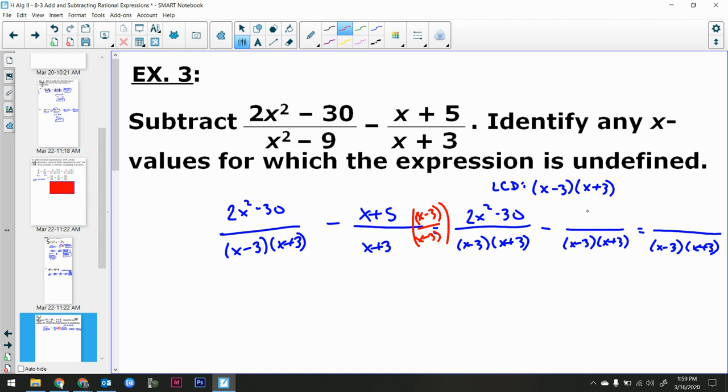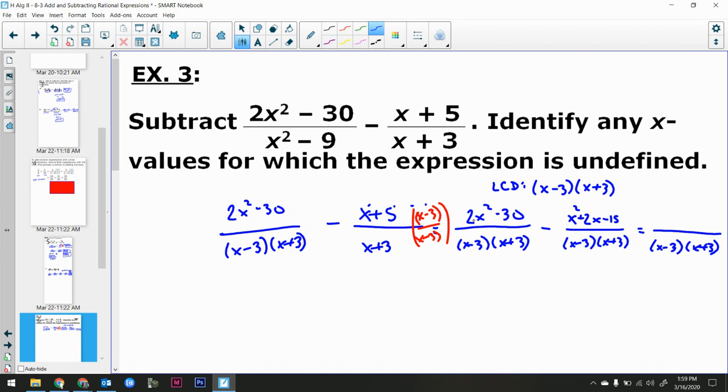Okay, so that means I need to FOIL this. I need to FOIL the x plus 5, x minus 3. So first is an x squared. Outers would be negative 3x. Inners would be positive 5x, so plus 2x in the end. And then 5 and negative 3 make minus 15.